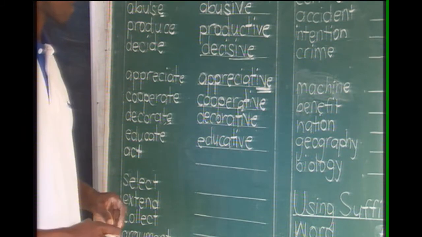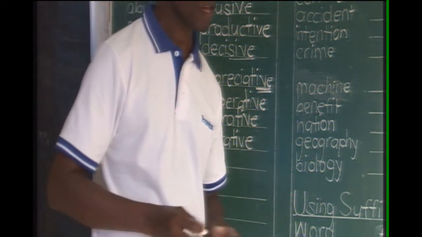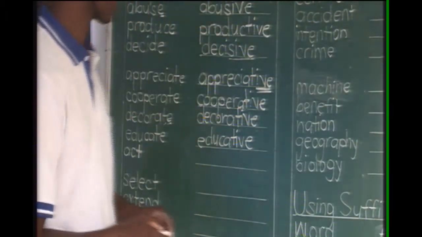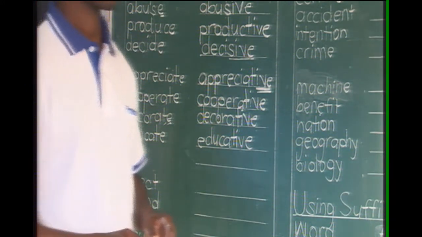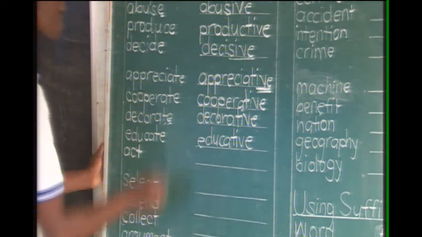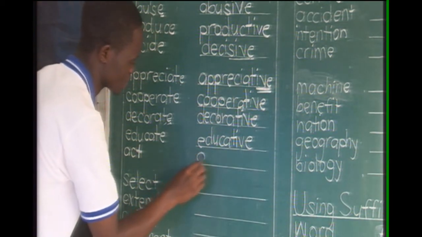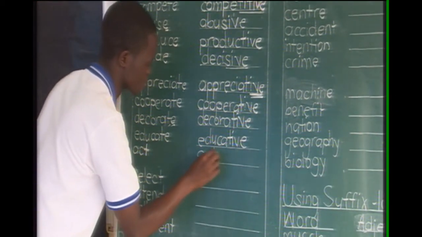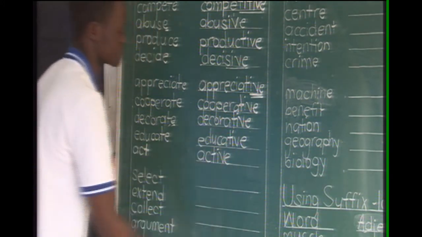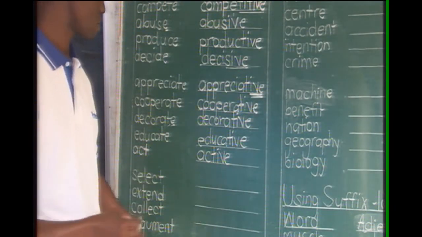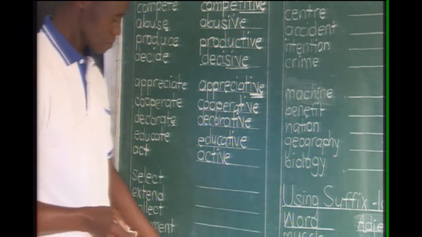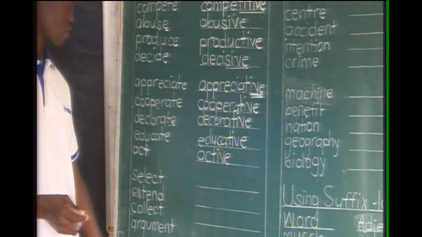Next is act. Act can be either a verb or a noun, depending on how it has been used in the sentence. Either from verb act or noun act, the adjective is, use suffix IVE. You'll come up with this word, active. My little active dog is very friendly. So active is the adjective from act.